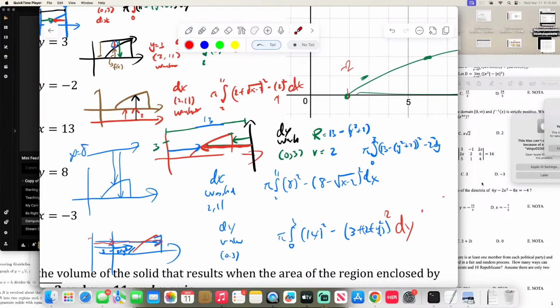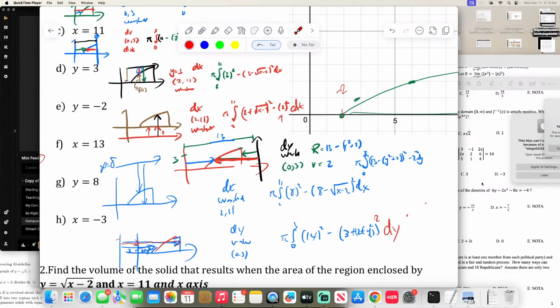The last one, does everybody have problems with H? It's 14 squared, which is from all the way from the left side. It's 3 more, and then 3 plus the function, which is the inner radius. The outer radius is 3 plus 11, so it's going to be 14. And this is how I get the right answer here.